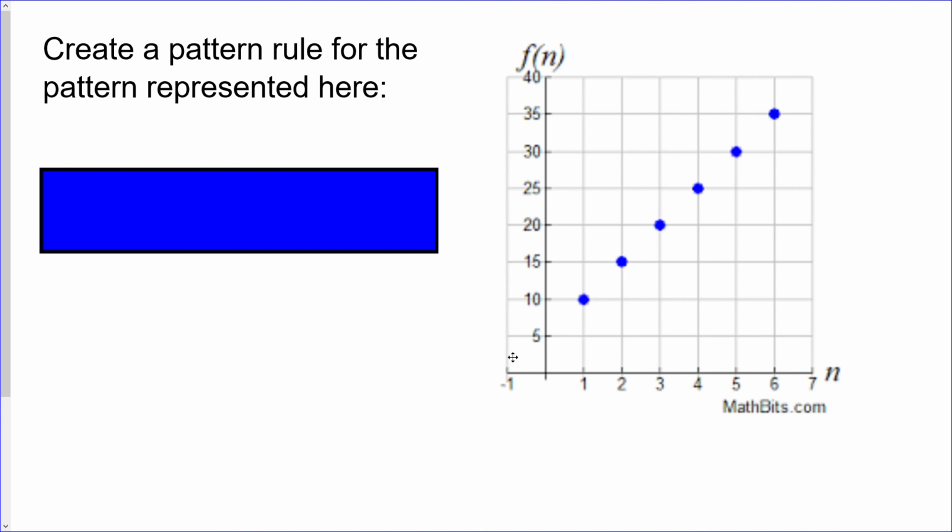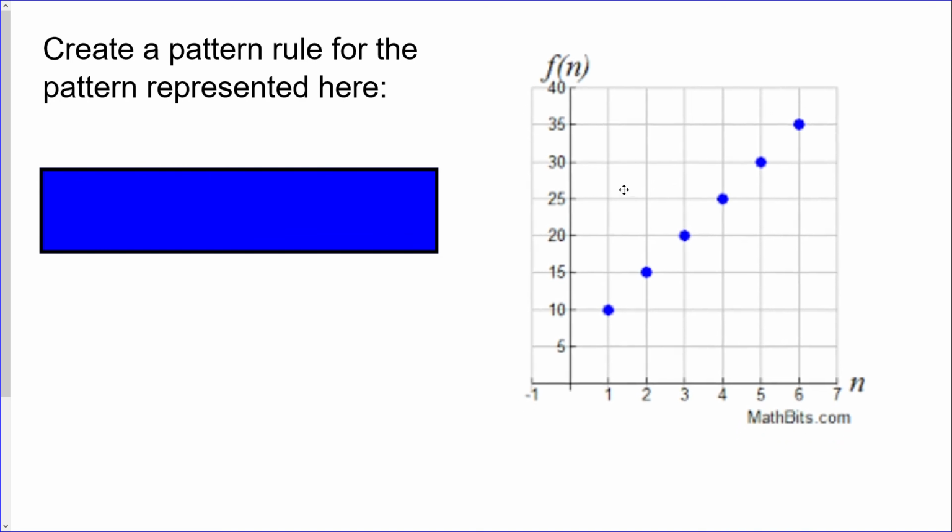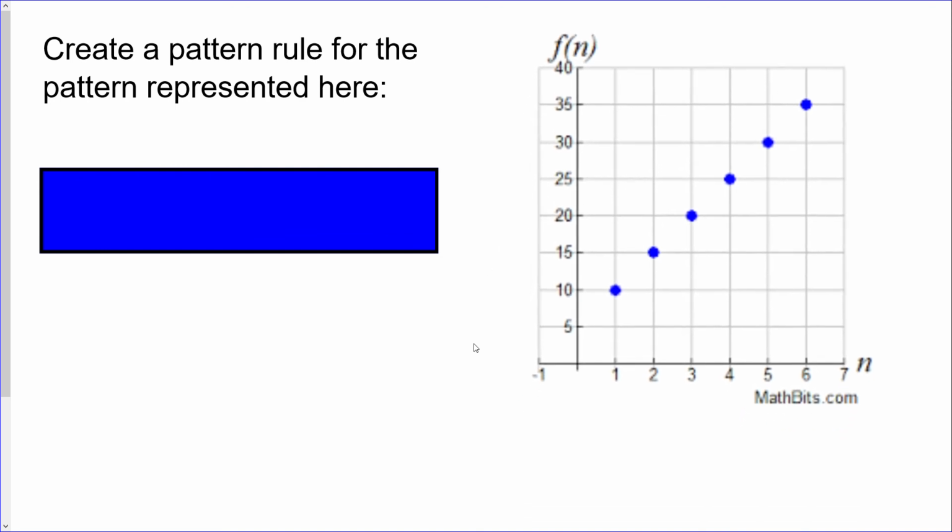Just going to point out a couple of things quickly. So the bottom are first term, second term, third term, fourth term, and so on. On the vertical axis here are the values that we're looking at. Whoops. Let's leave that where it was.